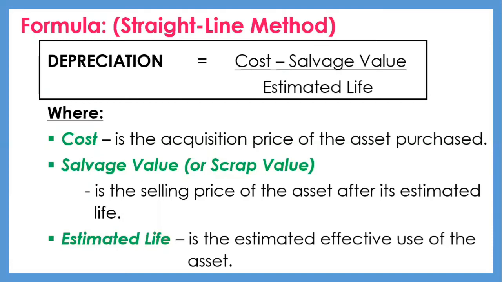If we say cost, this is the acquisition price of the asset that we purchased. If we say salvage value or scrap value, this is the selling price of the asset after its estimated life. And estimated life is the estimated effective use of a certain asset. In order for this to be more meaningful, let us have an example.